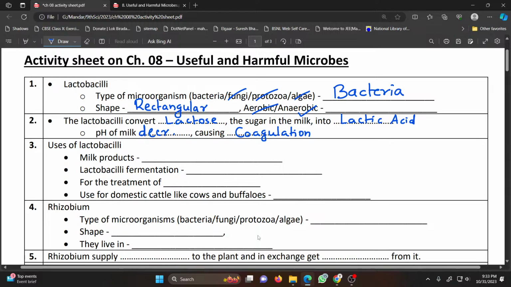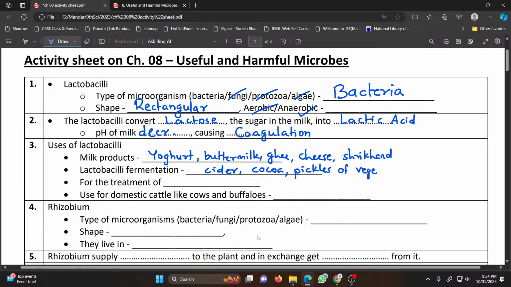Uses of lactobacilli in milk products like yogurt, buttermilk, ghee, cheese, Shrikhand, etc. Lactobacilli fermentation is useful in large scale production of cider, cocoa, pickles of vegetables, etc.